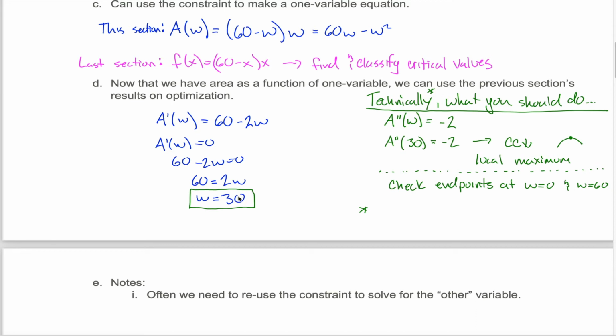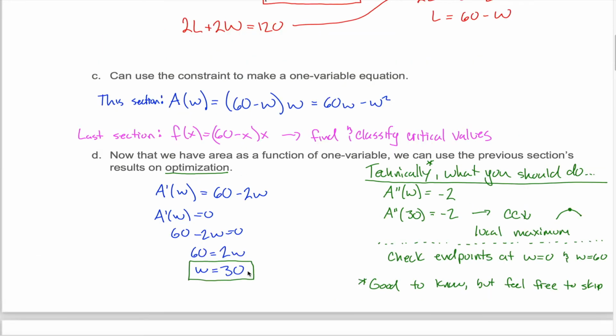I'm not going to write any trick problems where the endpoints ended up being better. I'm not going to write any trick problems where that critical value was actually a local minimum and not a local maximum. It's good if you know that you should do all this stuff, and it's good if you learned all this stuff in the previous section, but in this section, you can skip that. At this stage, when you find your critical value, if there's just one critical value, you can assume that that's the optimal point, that w equals 30 is what you're looking for.